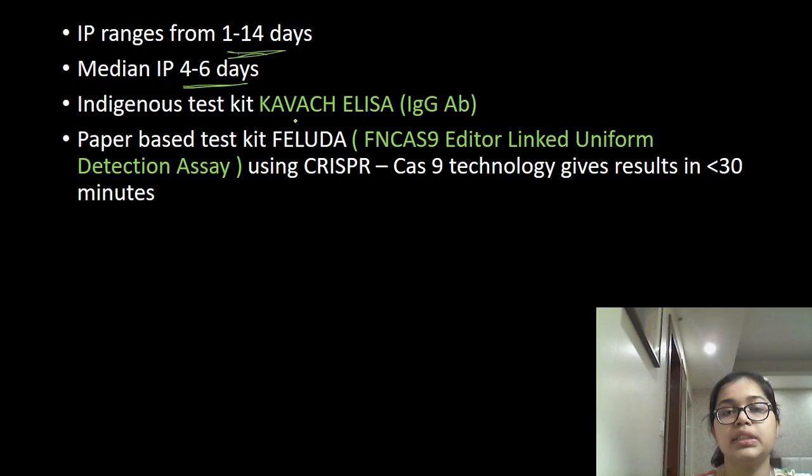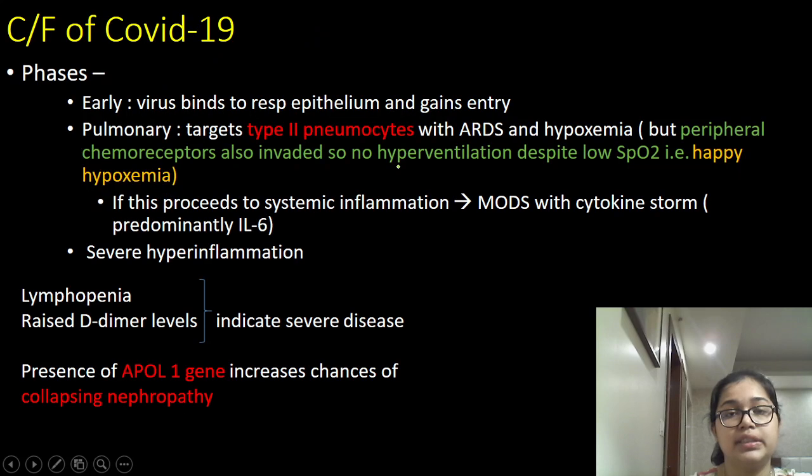An indigenous test kit developed in India for detecting IgG antibodies is Kavach ELISA, whereas the newest paper-based test kit known as Feluda, which is an acronym for FNCas9 editor-linked uniform detection assay, uses CRISPR technology and gives results in less than 30 minutes. Clinical features of COVID, we'll just go over it.